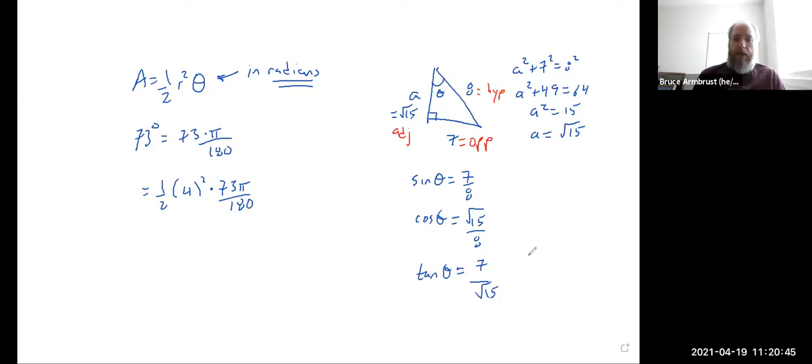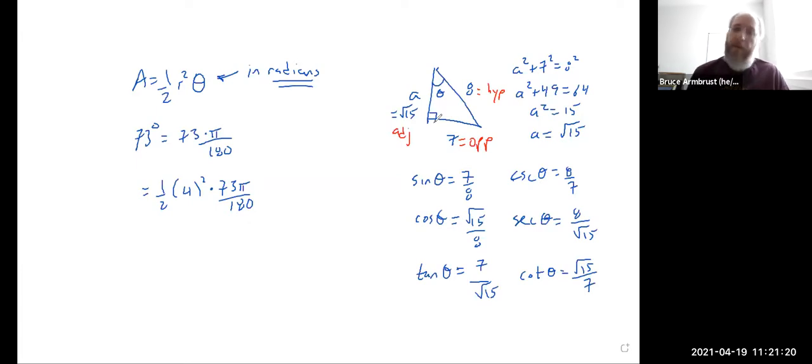And then the other three are the reciprocals. Let me go ahead and get them here. Cosecant is 8/7. Secant is 8 over root 15. And cotangent is root 15 over 7. Just a couple of things again. Remember, you have to use the Pythagorean theorem to find that third side. And then be really careful labeling specifically opposite and adjacent, because if you get those mixed up, all of your trig functions are going to be off.